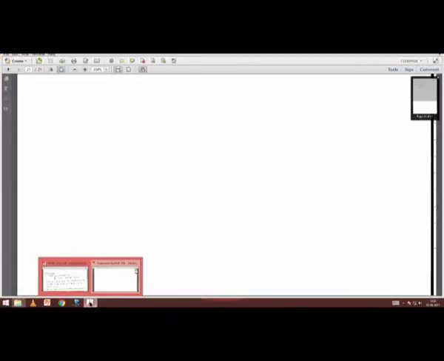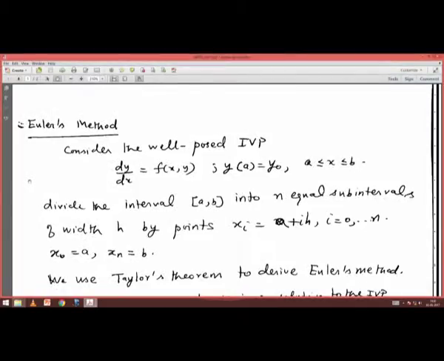next method for solving initial value problems governed by a first order differential equation. So, we consider a well posed initial value problem governed by the first order equation dy by dx is equal to f of x comma y, with y of a equal to y naught, and we want to determine the solution in the interval a b.